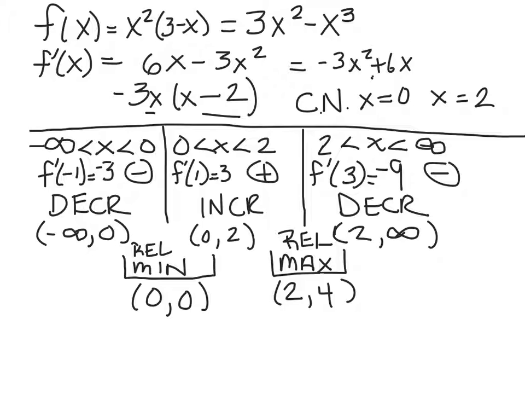I noted the intervals of decrease at negative infinity to 0 and also 2 to positive infinity. I noted an increase in the interval of 0 to 2. At (0, 0) there is a relative minimum, and at (2, 4) there is a relative maximum. And this is what we call the first derivative test, this part right here, the relative min and the relative max. Okay, that's it for now.